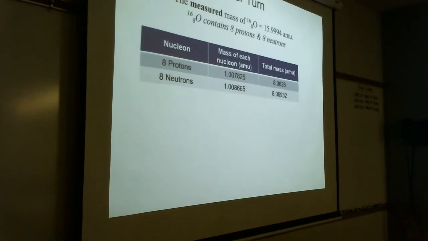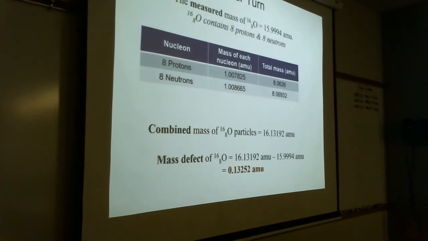So I got a mass defect of 0.13252 atomic mass units. Do we agree? The difference between what you expect the mass to be and what the actual mass is.